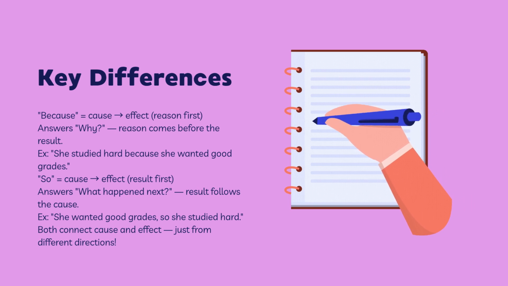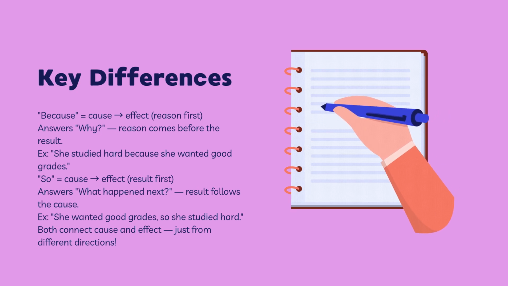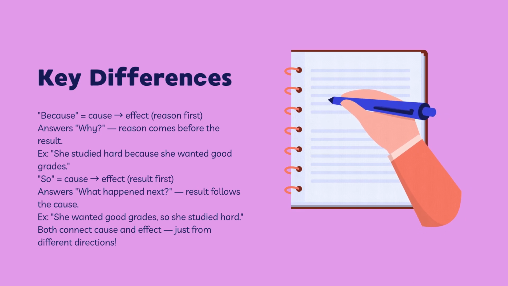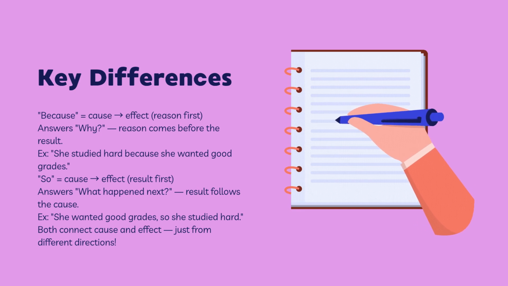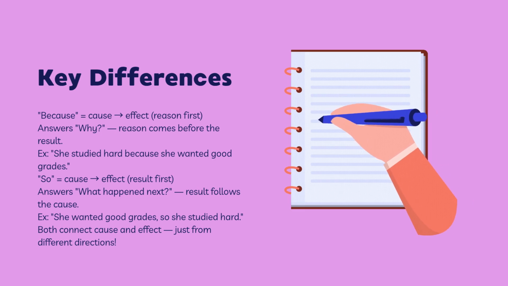Now, let's look at so. So shows the result that happens after a cause. It answers the question, what happened next? For example, she wanted good grades, so she studied hard. Here, she wanted good grades is the cause, and she studied hard is the result.